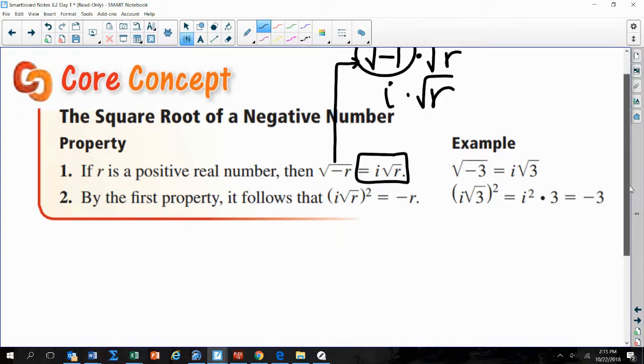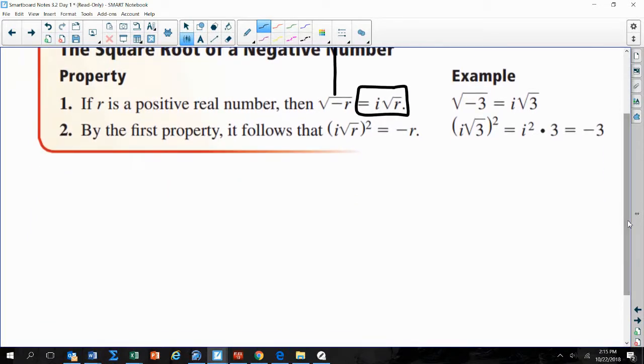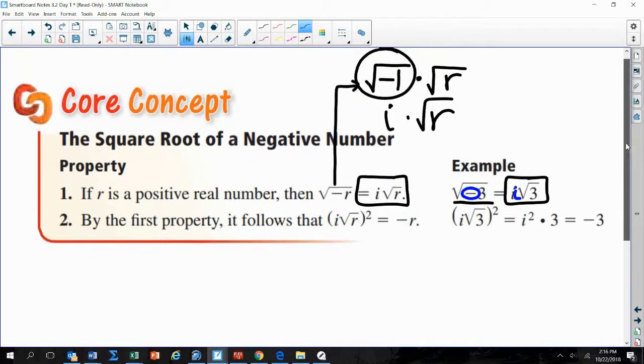Okay. An example with constants would be right here. See how they're finding the square root of negative 3? And they say that the solution is i square root of 3. Anytime you have a negative underneath the square root sign, all I want you to do is put an i out front and get rid of the negative under the square root sign. Okay, and you can do that because i is the square root of negative 1. That's why it works. Okay.